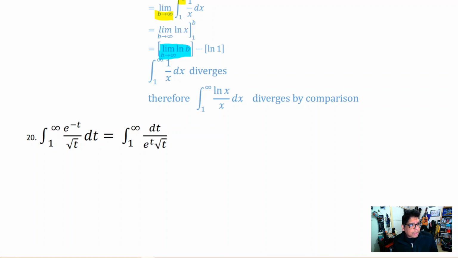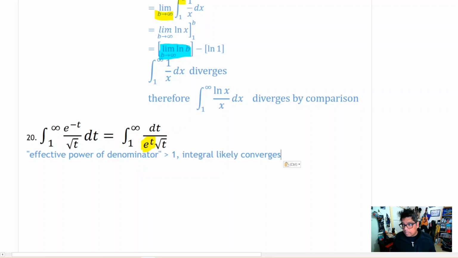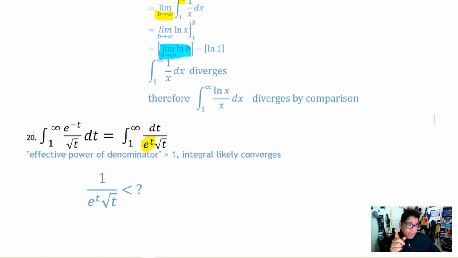Furthermore, you've got yourself an exponential function in the denominator, which is one of the fastest growing functions out there. So no matter what you're multiplying it by, you're going to have something where the effective power of the denominator is definitely greater than 1. So this integral is likely to converge. So now I've got to find a function that's bigger than e to the t, square root of t. And it also has to be bigger in a way that I'm able to integrate it.